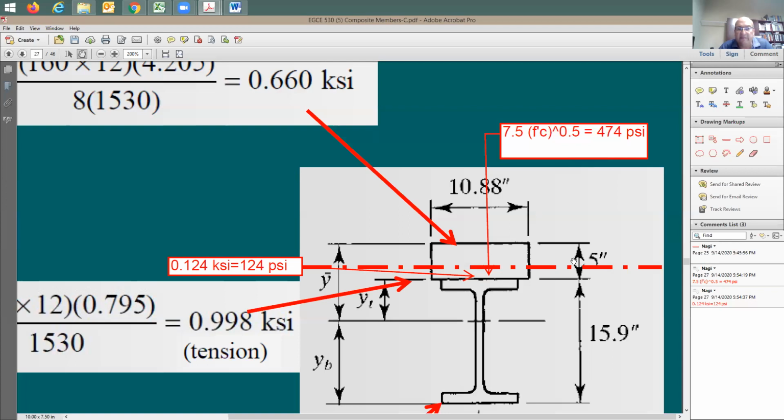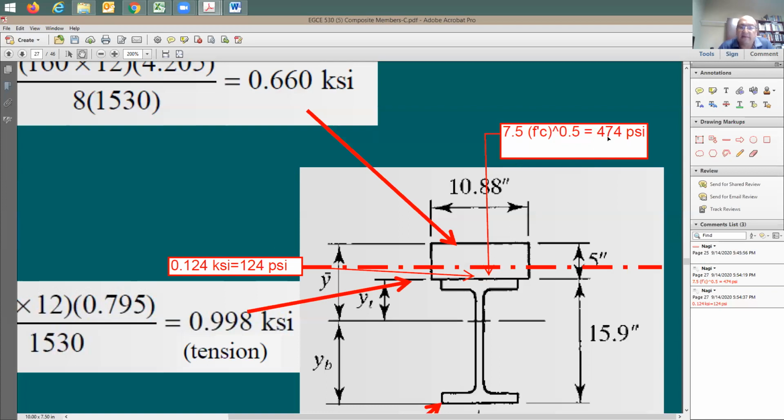I don't see here any problem to consider that this concrete is going to be working in tension, because the stress level is going to be 124, which is very low compared to the 474, the cracking stress in concrete. So in this case, I'm going to say, yeah, you are absolutely correct.